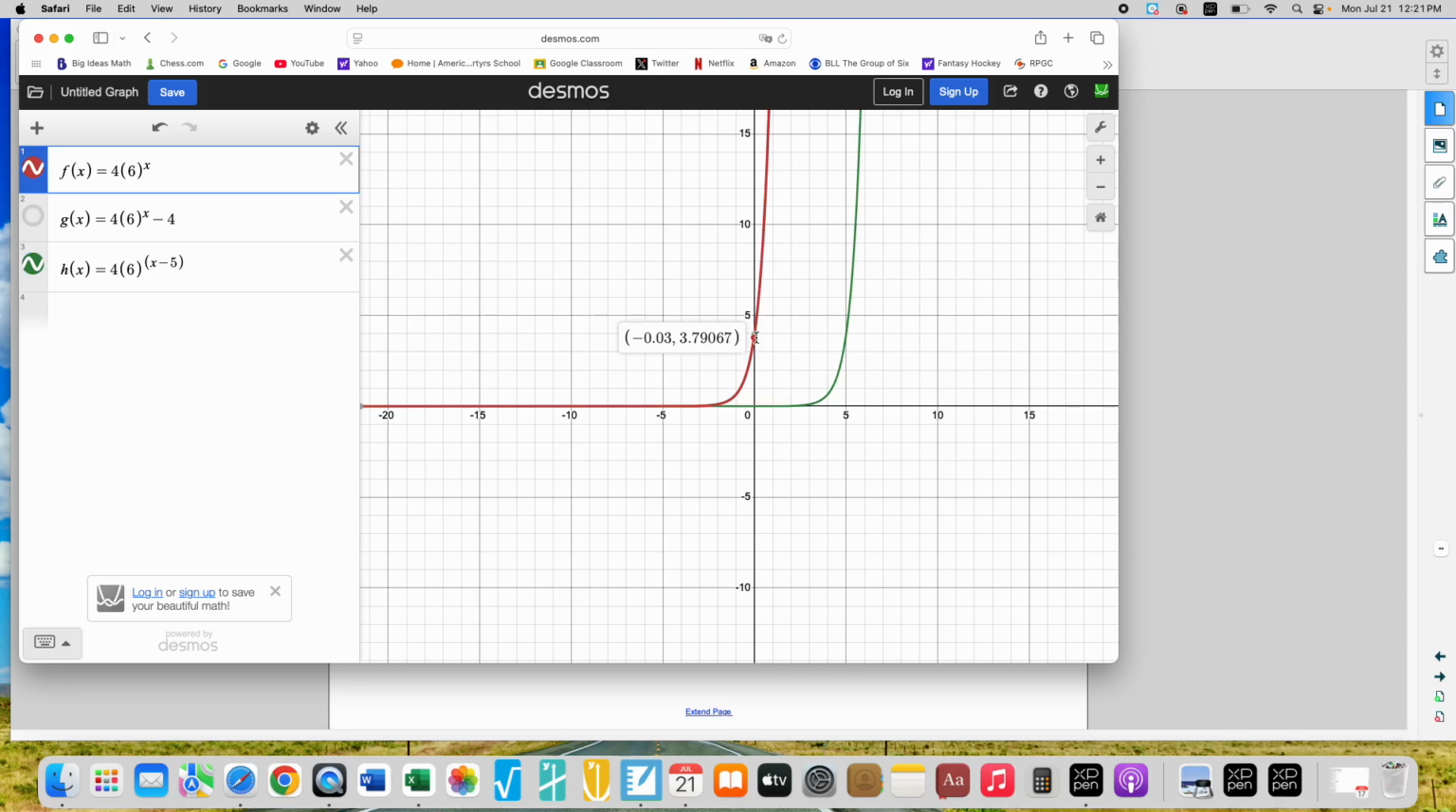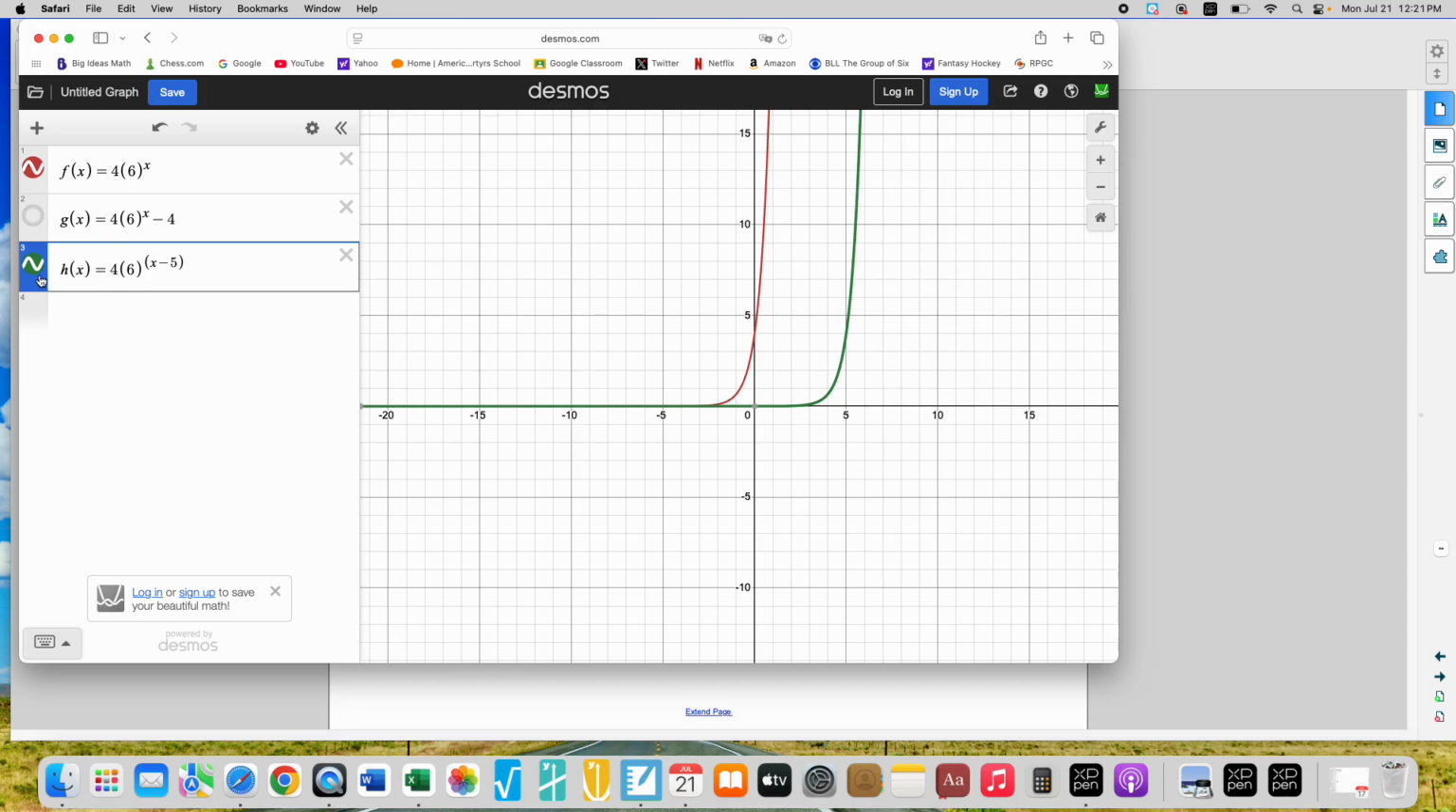So let's take that point again. Let's take our intercept. And if we look at that same point, notice where it is. Notice what it does. It shifts it 5 places to the right. So this moves it left and right. This moves it up and down.